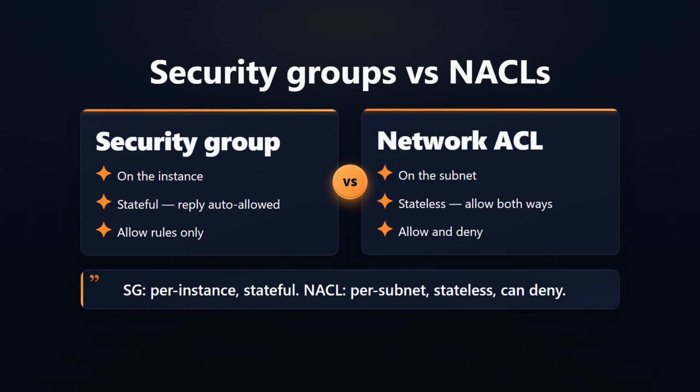A security group is a firewall on the instance itself. It is stateful, so if you allow traffic in, the reply is automatically allowed back out. And it only has allow rules. A network ACL or NACL sits at the subnet boundary, one layer further out. It is stateless, so you must allow both directions yourself. And it can have both allow and deny rules, which makes it handy for blocking a bad address. So, security group, on the instance, stateful, allow only. NACL on the subnet, stateless, allow and deny. Day to day, most people lean on security groups.